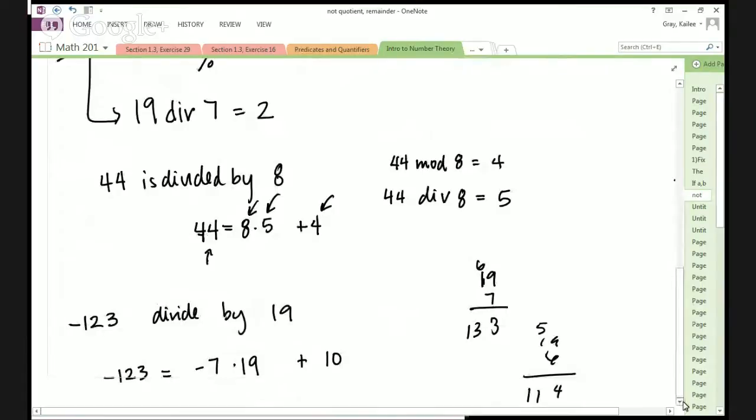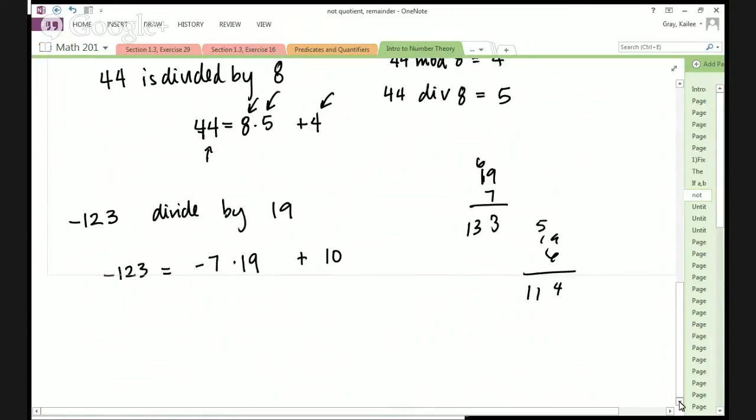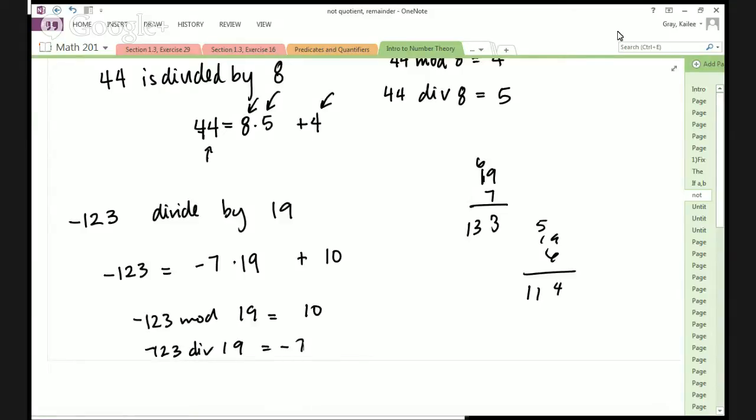Sometimes people really have trouble wrapping their head around doing this with a negative, so you could do it with a positive and then subtract that from your divisor. But you still need to know how to write it out like this, so it's something you probably want to get comfortable with. So this tells me that negative 123 mod 19 is 10, and negative 123 div 19 is negative 7. All right, I think we're good on that.